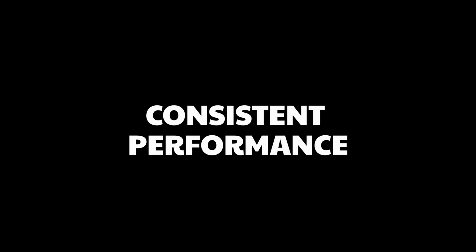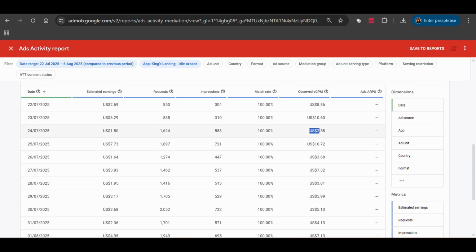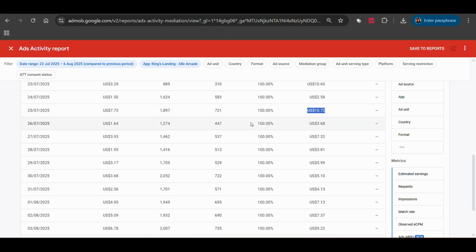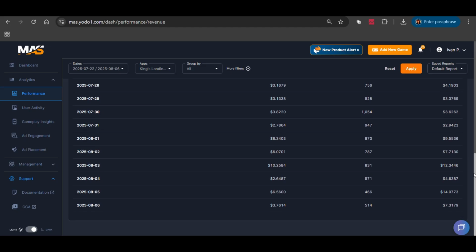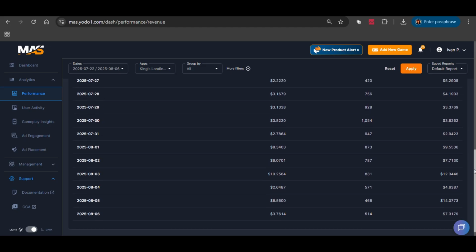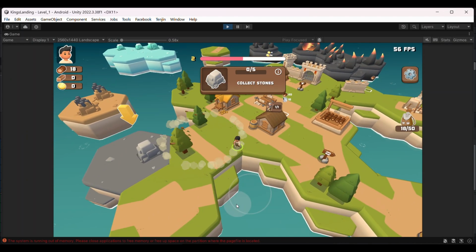Consistent performance. While AdMob swung from $2.58 to $10.72 eCPM daily, MAS was much more stable and predictable. The data backs up what I experienced. It's not just about ease of use, it's about actual performance.